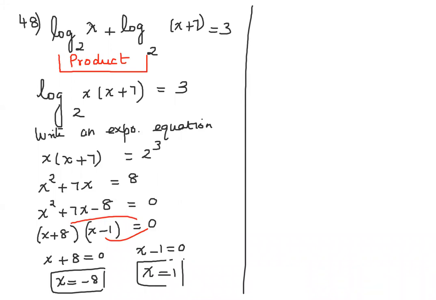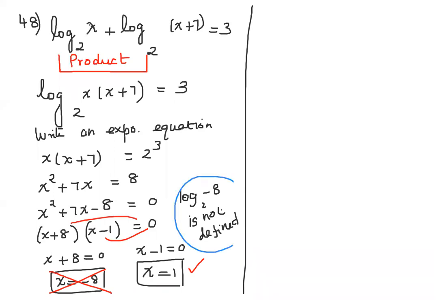Remember, in a logarithmic equation, when you get the solutions, you have to go back and substitute in the original problem. When I put -8 in the original problem, log of -8 is not defined, because log of any negative number is not defined. So that means this is not our solution. The only solution is x equal to 1. So you have to note that log of a negative number is not defined.